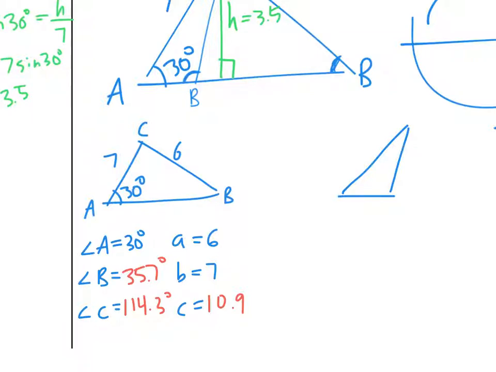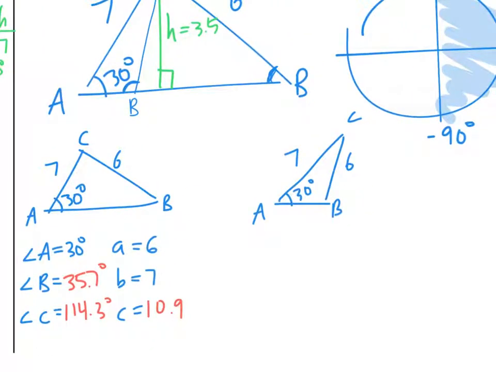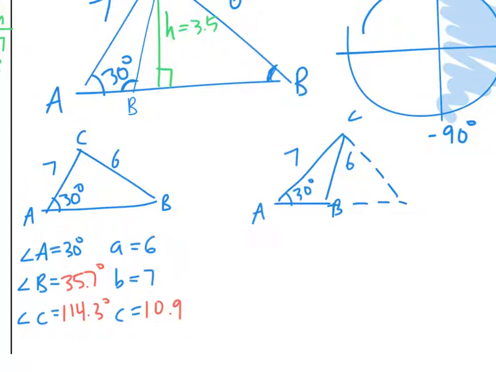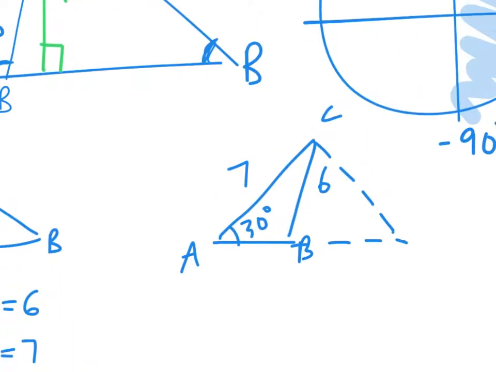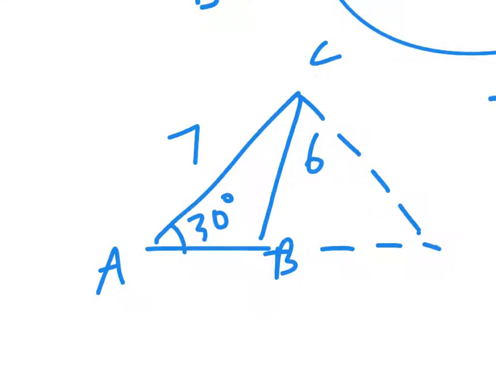In the other triangle, A, B, C is like this. A is 30 here, 7 is here, 6 is here, but B is in a different position. How are we going to find B if the calculator will only give us numbers smaller than 90? We are going to utilize our original triangle and draw a straight line.